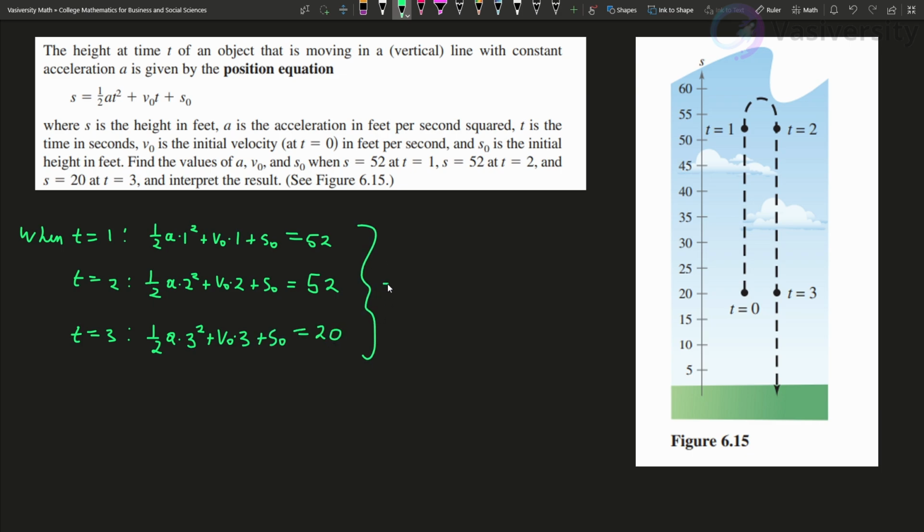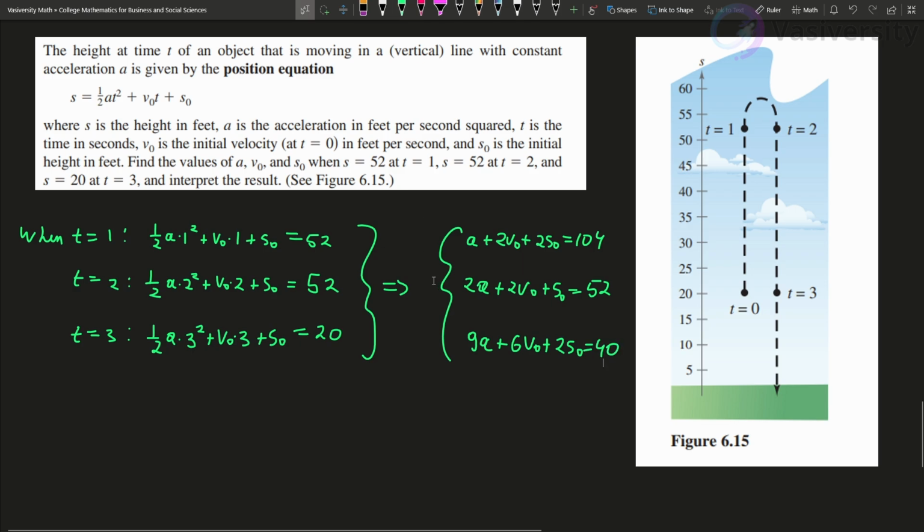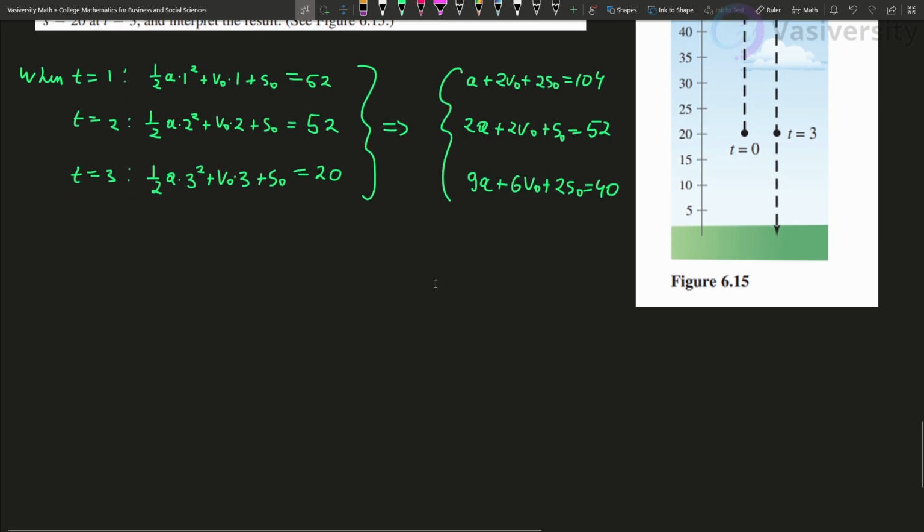Okay, so now we can make a system of equations. We're going to have a plus 2v naught plus 2s naught is equal to 104. All right, we can simplify that by multiplying by 2. Then we're going to have 2a plus 2v naught plus s naught is equal to 52. Right, we just had to simplify. And then we're going to have 9a plus 6v naught plus 2s naught is equal to 40. So now we have a system of 3 equations and 3 unknowns. So can we solve it? Yes, we can.